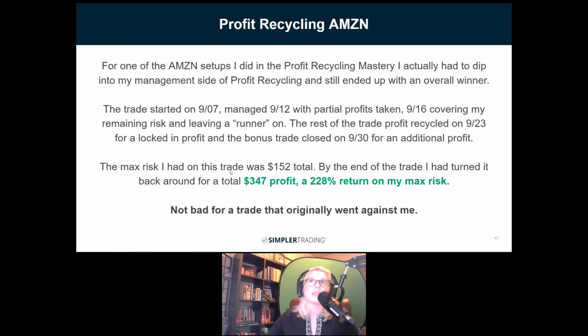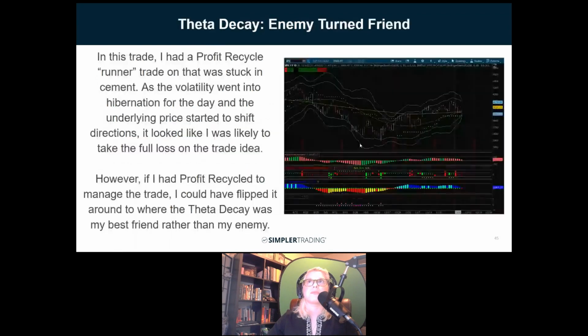Overall, the max risk on this trade at one time was $152, right? So that was the most risk that we had at one point. By the end of the trade, I had turned it back around for a total $347 profit, which is a 228% return on that max risk. So, certainly not bad for a trade that originally went against me.